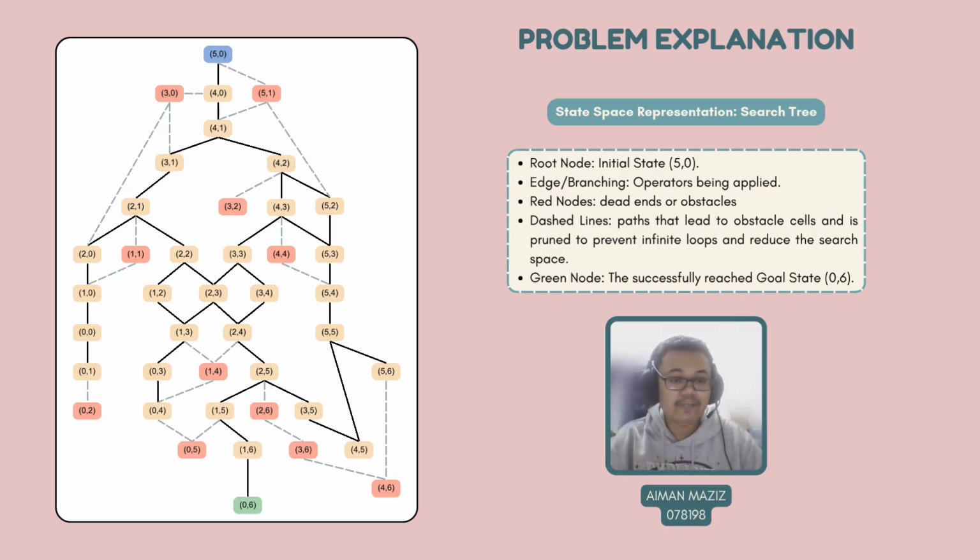The dashed lines that we can see there are paths that lead to obstacle cells and are pruned to prevent any infinite loops or reduce the search space. The yellow node means that we are moving smoothly towards the end goal. And as we can see, the green node is at 06, which means that we can reach the goal at the fastest pace.